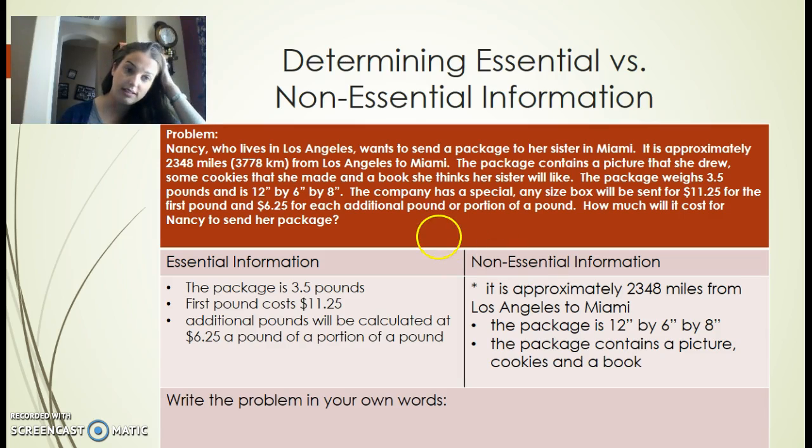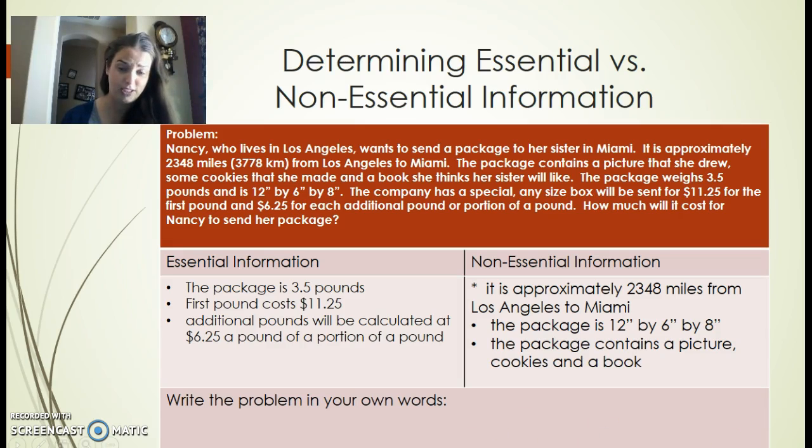So really, I said that the essential information is that the package was 3.5 pounds. The first pound is going to cost $11.25, and then additional poundage is going to calculate out at $6.25 per pound, or whatever portion of the pound is there.